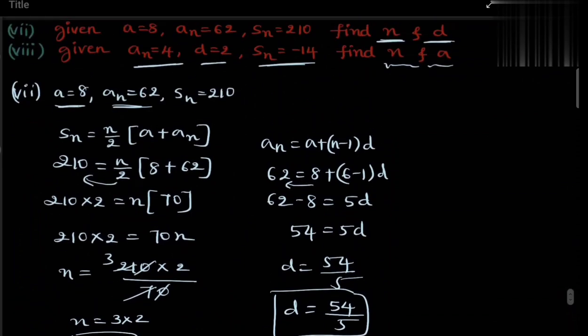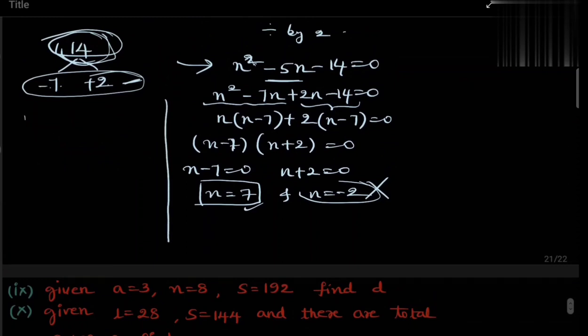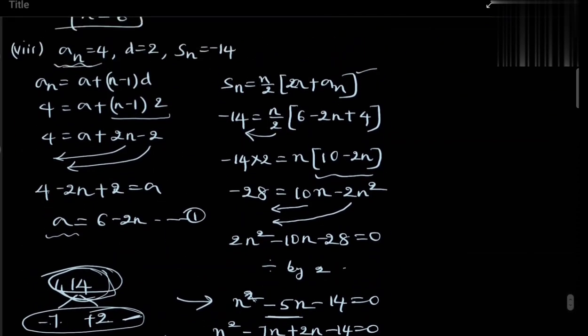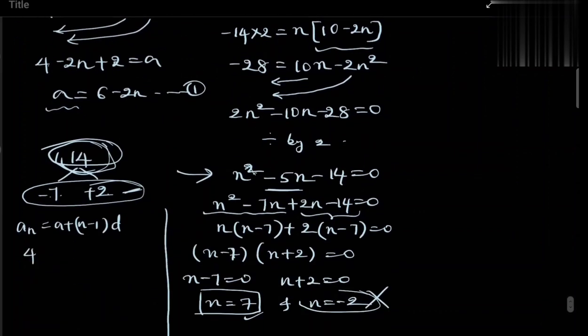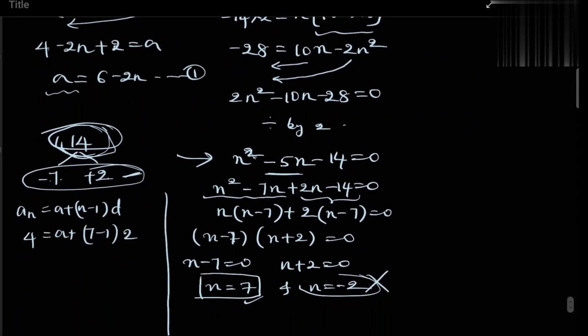Next, we want to find the first term. So we know that the nth term of an AP, that is an is equal to a plus n minus 1 into d. So here an is 4, so 4 is equal to a plus n is 7 minus 1. So here d is 2.